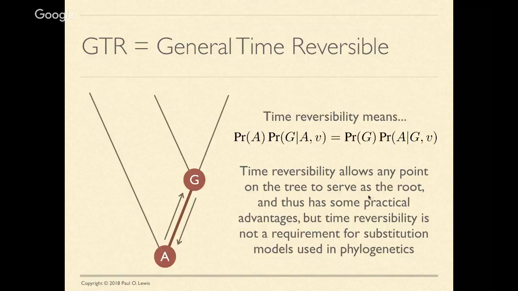Time reversibility allows us to root the tree at any particular point. We don't have to worry about where the root of the tree is. So it has some practical advantages, but it's not a requirement for substitution models that are used in phylogenetics. It's just a common feature of these models. And this is the most general model that is still time reversible.